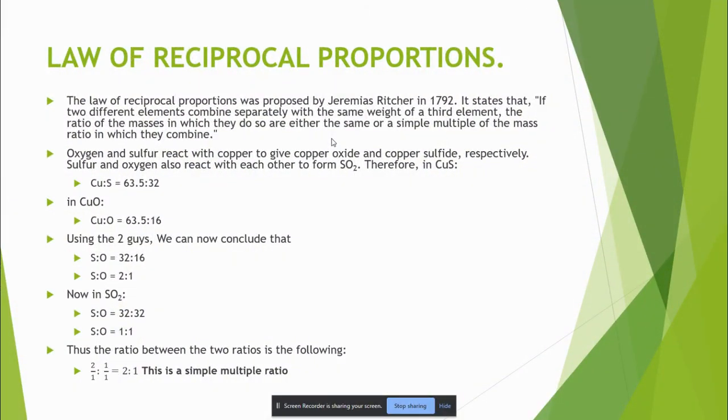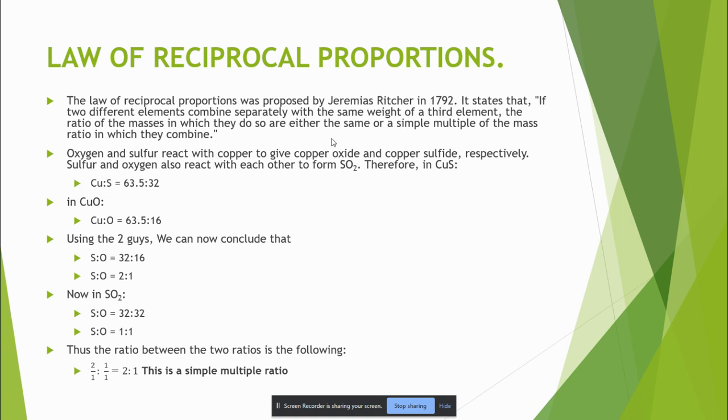So then finally, the last one: the law of reciprocal proportions. The law of reciprocal proportions was proposed by Jeremias Richter in 1792. It says that if two different elements combine separately with the same weight of a third element, listen to this, the ratio of the masses in which they do so are either the same or a simple multiple of the mass ratio in which they combine.